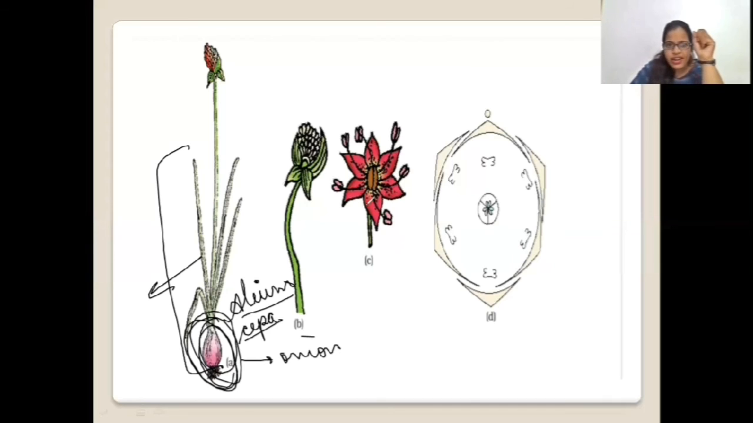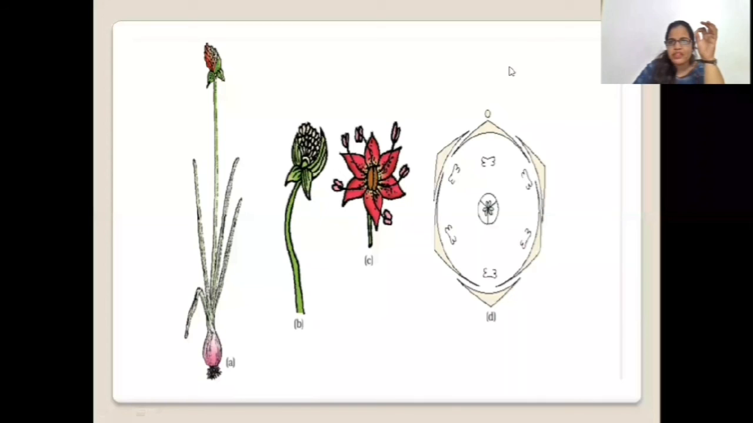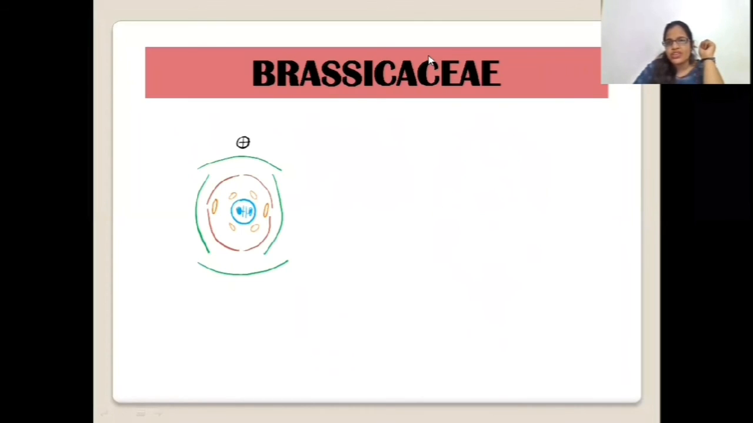Then this is one flower and the arrangement. Then this is the floral formula and all. You can see that the sepals are present here. So this was all about the Liliaceae family you have got to study. Then the next one we have got is the fourth family, that is Brassicaceae family. Now in this Brassicaceae family, guys, you need to keep one thing in mind, that you don't have to go for the examples. Just remember that Brassicaceae family is also known as mustard family.